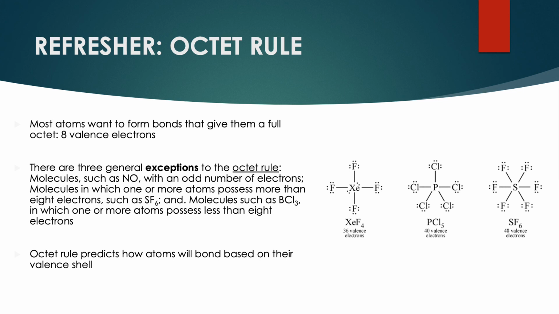Given a few exceptions, such as electron-deficient molecules, molecules with an odd number of electrons, and molecules with expanded valence shells, atoms want to have a full valence shell. The octet rule is important because it predicts how atoms will bond based on their outer shell of valence electrons. In the image to the right, we can see that each compound has a full octet.